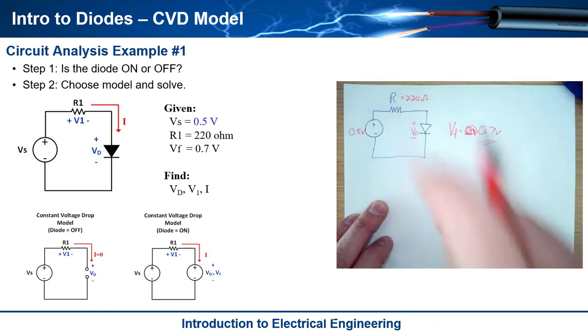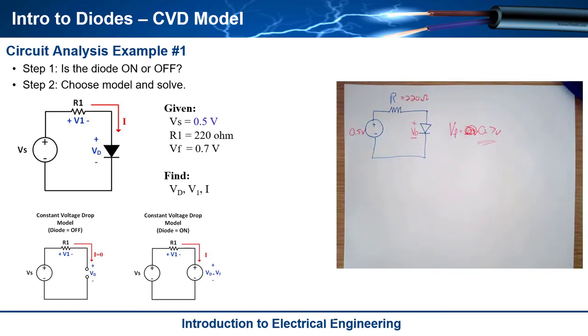So we come along here, and I want to know a couple things. I'd like to know the voltage across the diode. I'd like to know what V1 is, and I'd like to know what I is. That's what we're trying to solve for right here.